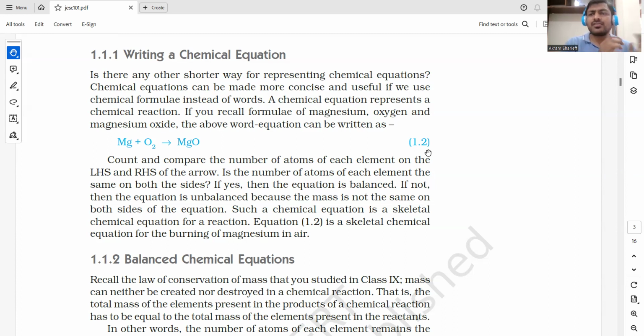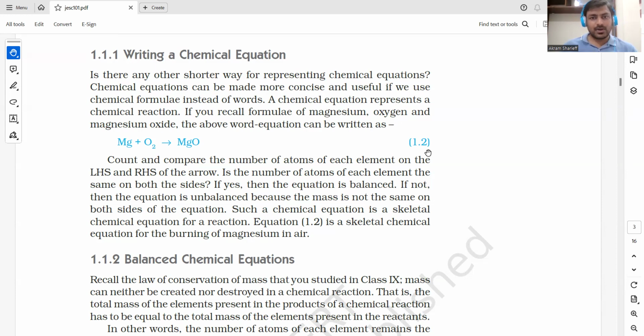Mg is just a shortcut or a symbol for magnesium. O2, everyone knows that it represents oxygen. MgO, what is MgO? It is magnesium oxide. So does it not become much simpler to just say that Mg plus O2 has given MgO instead of saying magnesium plus oxygen has given you magnesium oxide? Okay. So that's why the symbols were introduced, to make things look simpler.